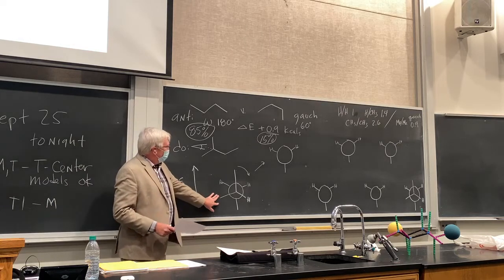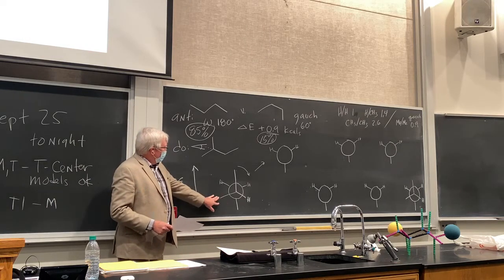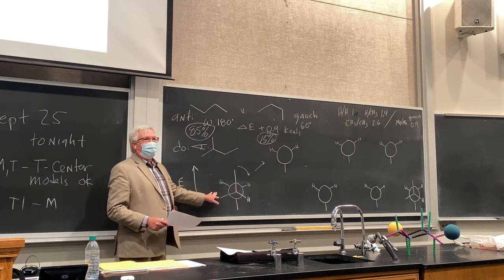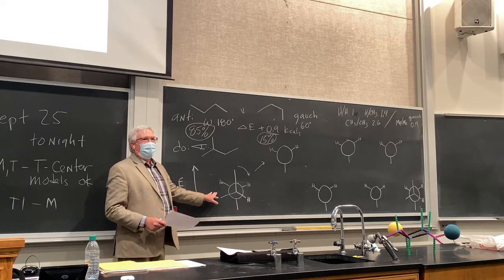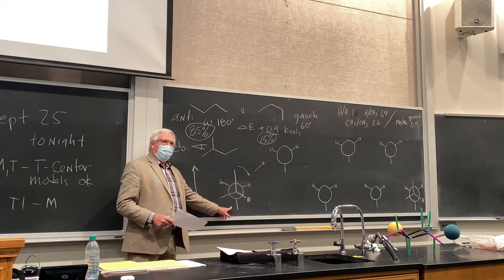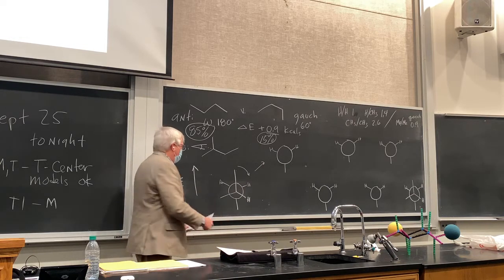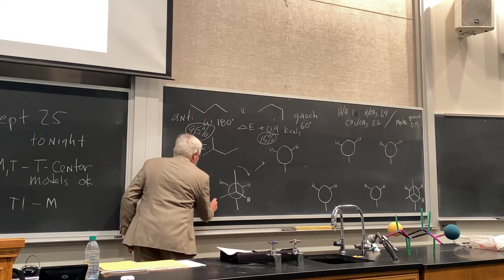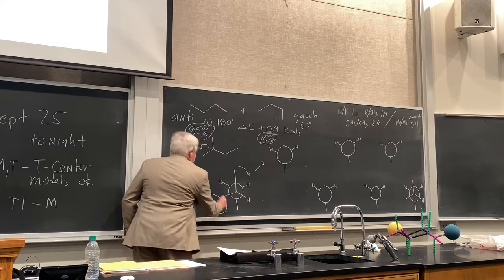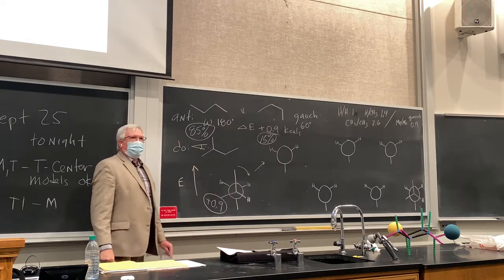And so here's the first one. And notice, energy-wise, what do we have here? Well, it's staggered, so we don't need to worry about the 3 eclipsed interactions. But do we have a gauche? Yeah, right there. So the overall energy of this molecule would be what? Plus 0.9. Okay? Everybody see that?